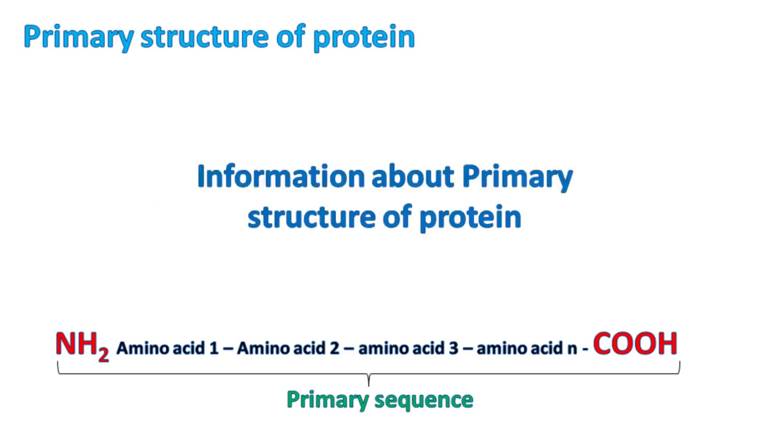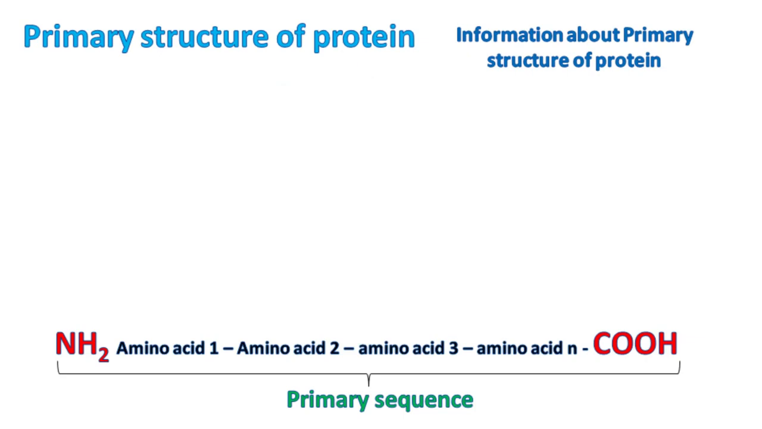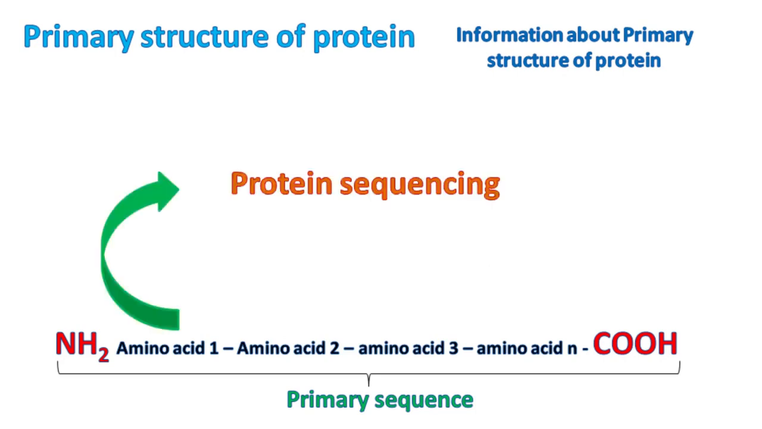The information of the primary structure of protein can be obtained by sequencing the gene that encodes the protein. This information can also be obtained by sequencing the protein itself.